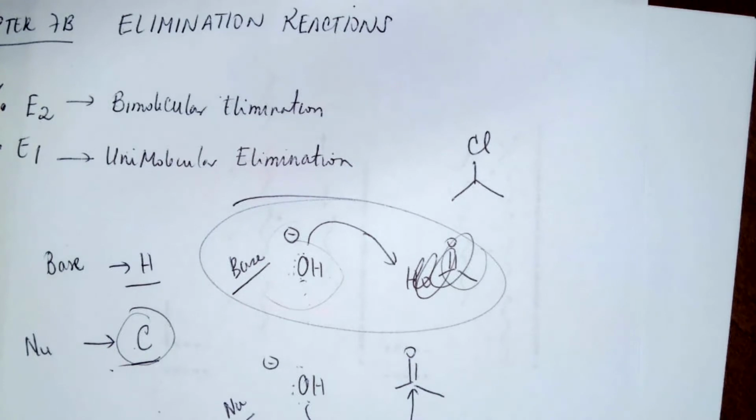So we are definitely going to be attacking a hydrogen. The hydrogen is what makes it a base, right? That's the main idea for elimination reaction: using bases. We're not going to be using nucleophiles. And it will be basically the same characteristics as what we saw for SN1 and SN2.